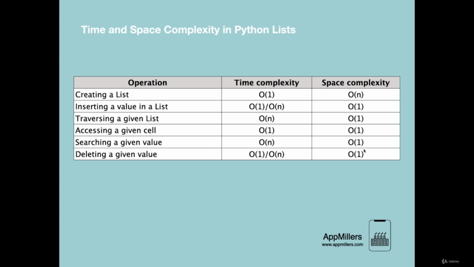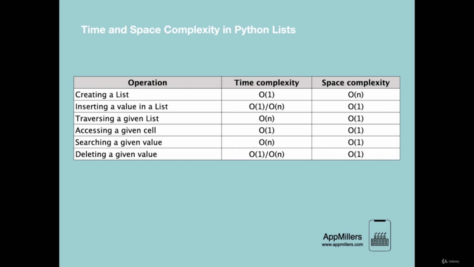Then we come to deleting a value from the list. If we are deleting the last element from the list, this will take O(1) time complexity because in this case, no additional steps are required. But if we are deleting an element from the beginning of the list, then in this case, it will take O(n) time complexity, because if we delete the first element from the list, then all elements on the right have to move one step left, because here we cannot keep the first element's place empty. All elements have to be contiguous. That's why all elements have to move one step left. So this will take O(n) time complexity. And the space complexity one more time here is O(1) because we are just deleting the element, no additional space is required.